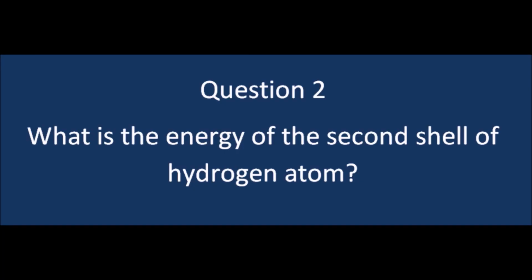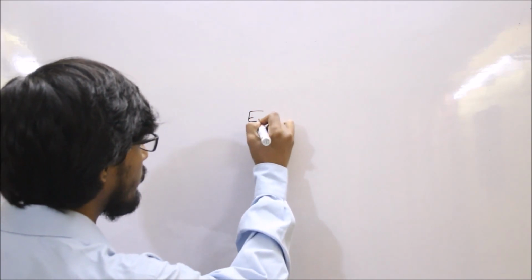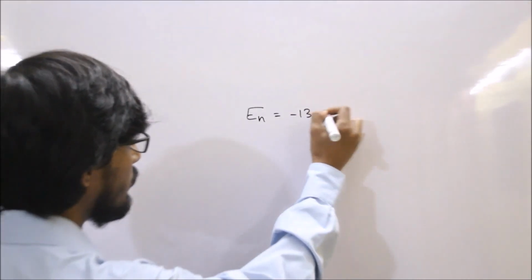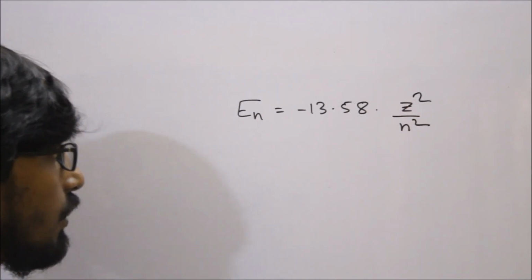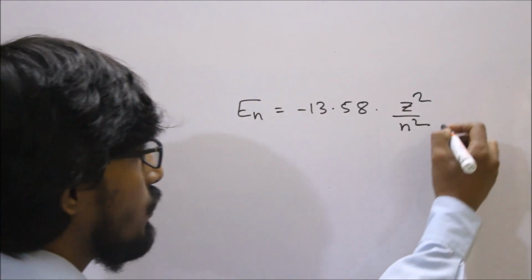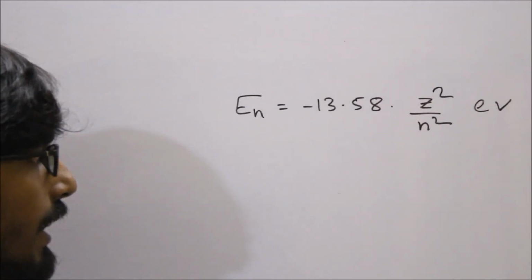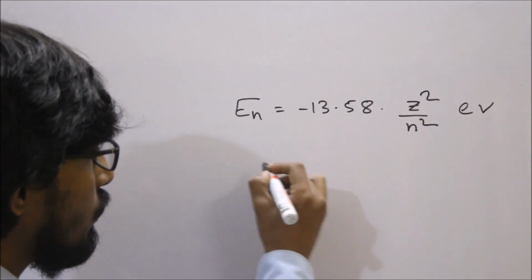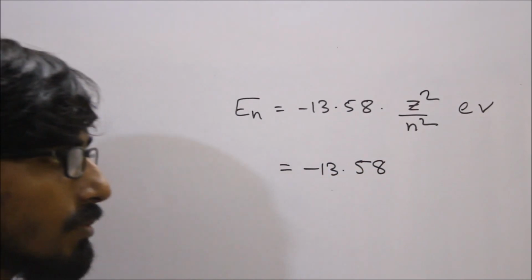Now our second question is: what is the energy of the second shell of hydrogen atom? We have a formula to solve this type of problem. That is En equals minus 13.58 into Z square by n square eV, that means electron volt. Now we have to find the energy of hydrogen atom for the second shell.